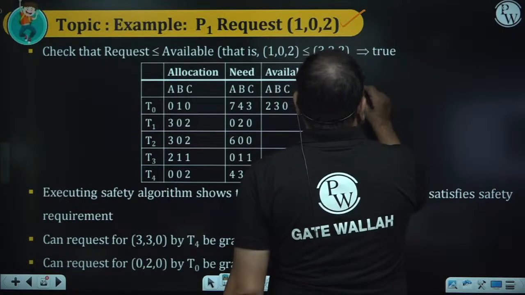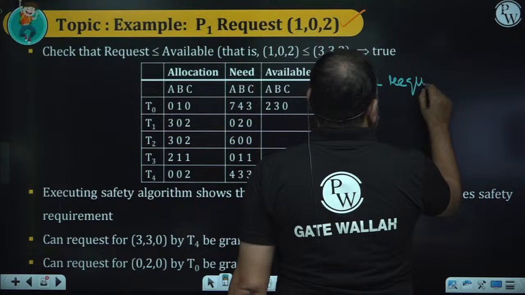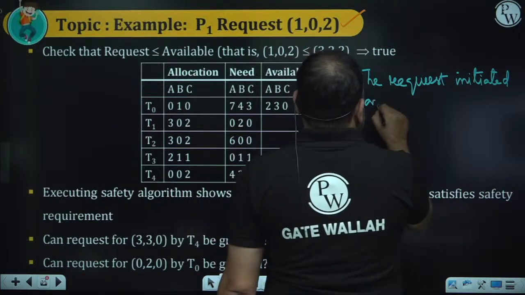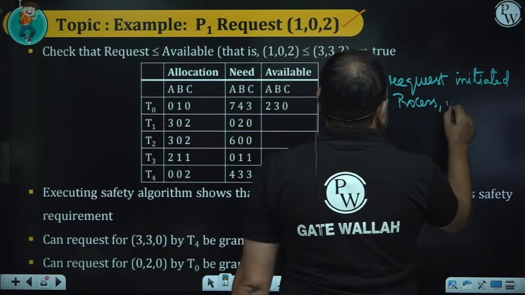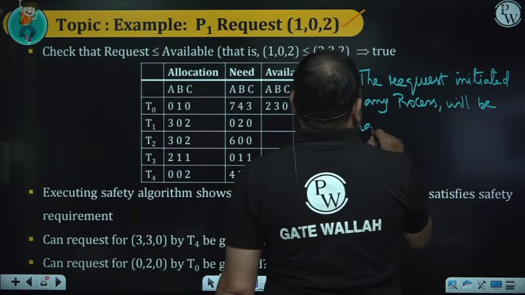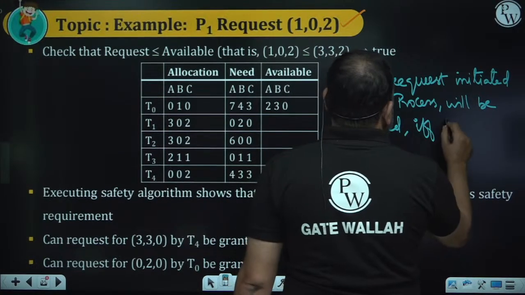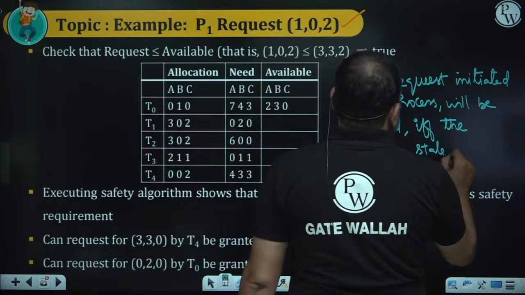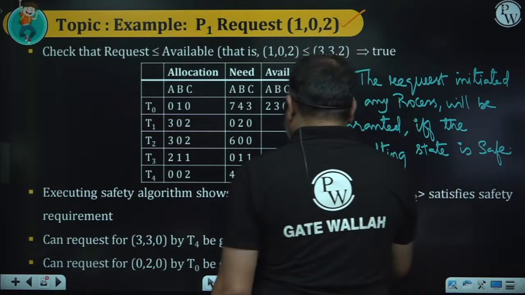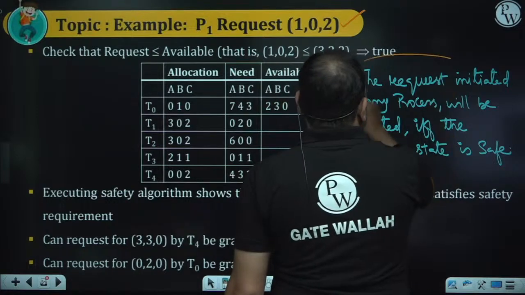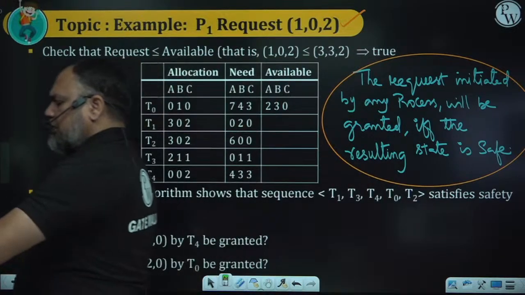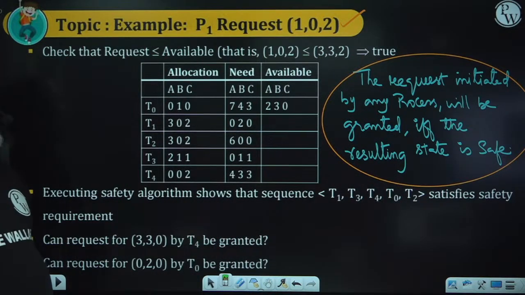So the problem is, request initiated by any process will be granted if and only if the resulting state is safe. ये पॉइंट अगर आप याद रखोगे, then I'm very sure you will never go wrong with safety algorithm, resource request algorithm. कोई भी प्रोसेस की जो रिक्वेस्ट है, you can grant only if the resulting state is safe. If it is safe, then you can grant. If it is not safe, then you can't grant or you don't grant it.